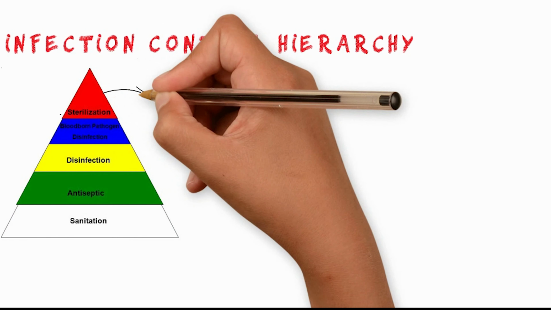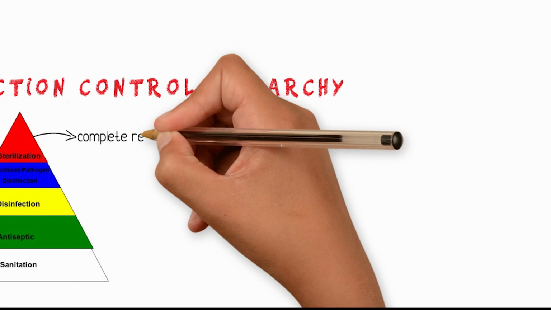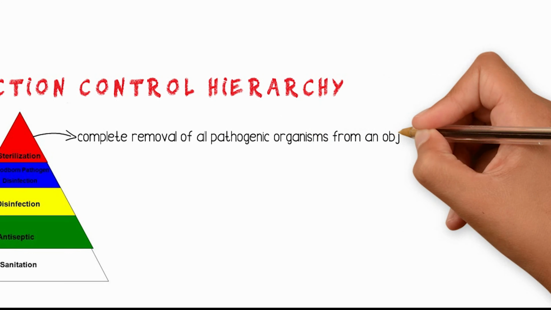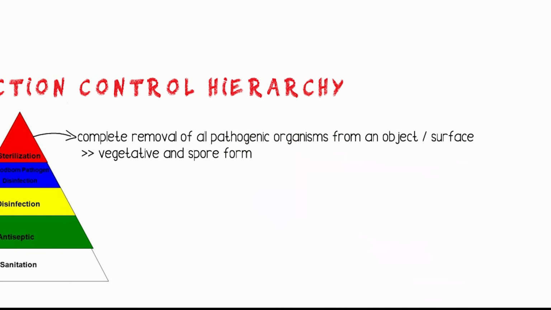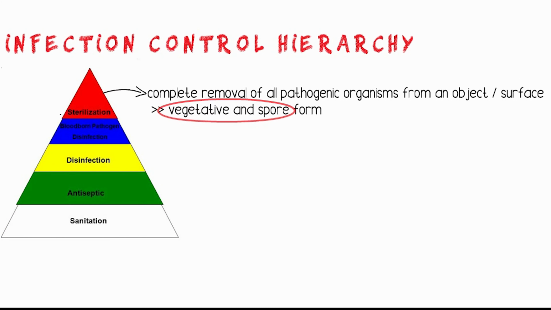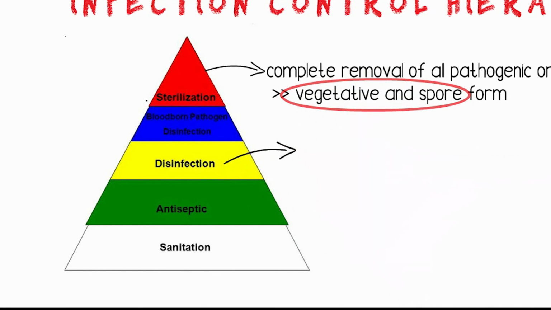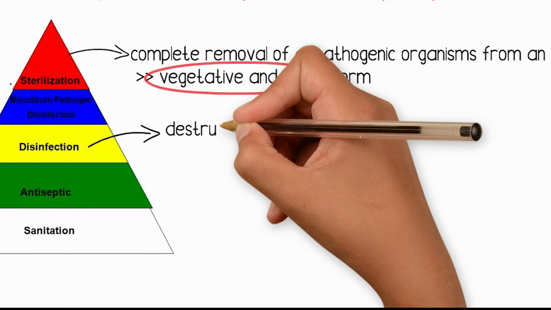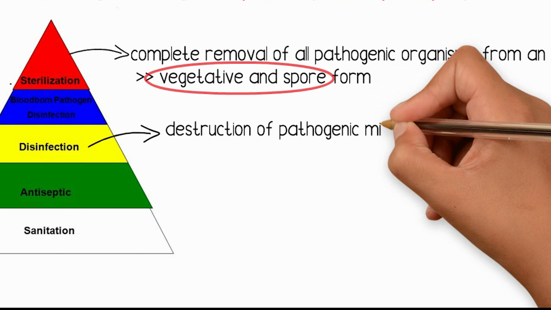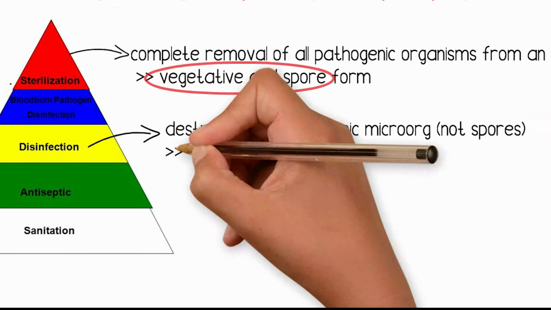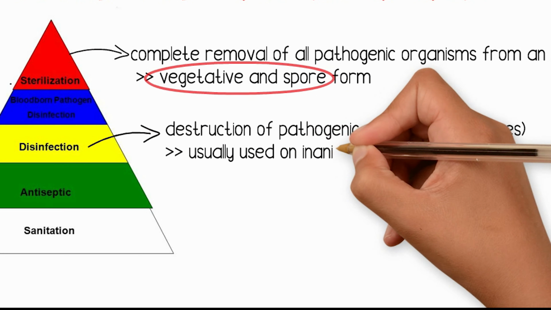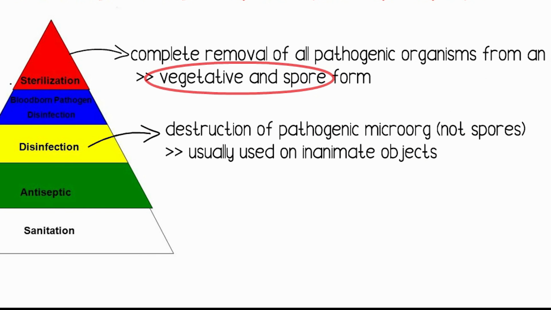Sterilization is a process by which an article, object, or a surface is freed of all pathogenic microorganisms, both in the vegetative and the spore form. Disinfection is destruction of pathogenic microorganisms, but not the spores. It is a process that involves chemical or physical agents that are directly applied on inanimate or non-living objects.